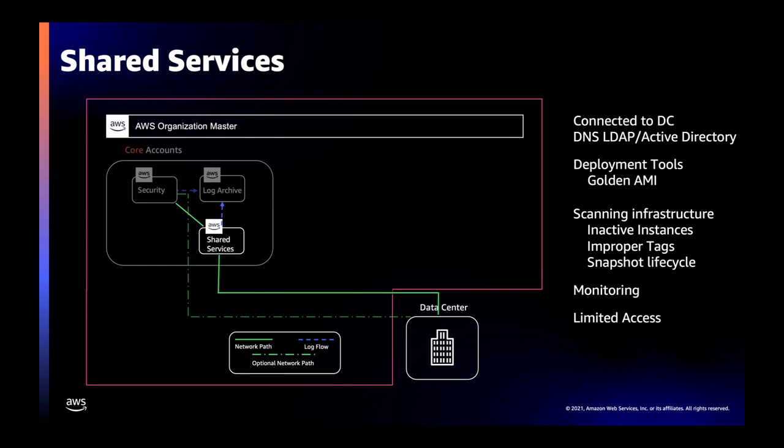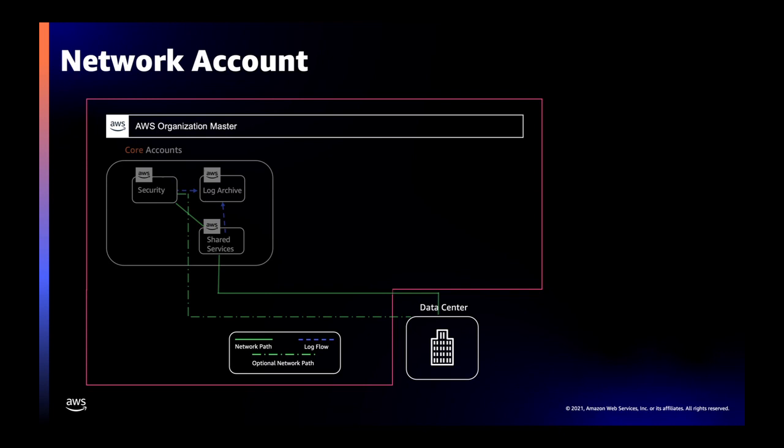And again, this would have limited access, so it'd be owned by the team that operates all of those functions. Then the last core account is the networking account, which logs to the log archive and wouldn't necessarily be connected to anything else. It'd be managed by the network team. It would be used to manage networking services.